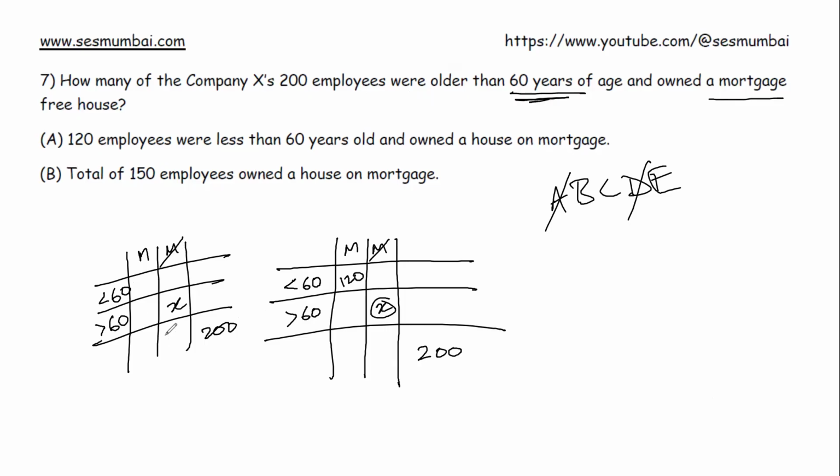So second statement, total of 150 employees owned a house on mortgage. So this is your mortgage. So that means this is 200, so that is 50. But yet X cannot be found out. Taking both statements together now, I'll plug in the information out here. This becomes 30. And yet we cannot find out X.